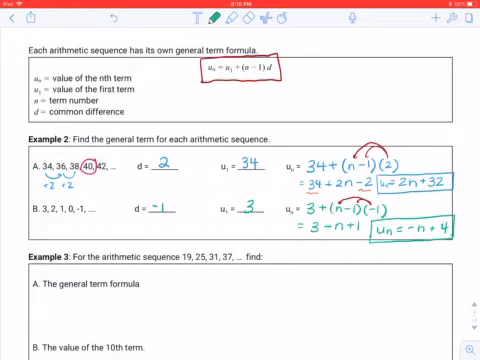I can check that. Let's pick a random term here. Pick the fifth term, which is negative 1, so n equals 5. I've got negative n, so negative 5 plus 4 is negative 1, which corresponds to that term, so I know I'm on the right track.